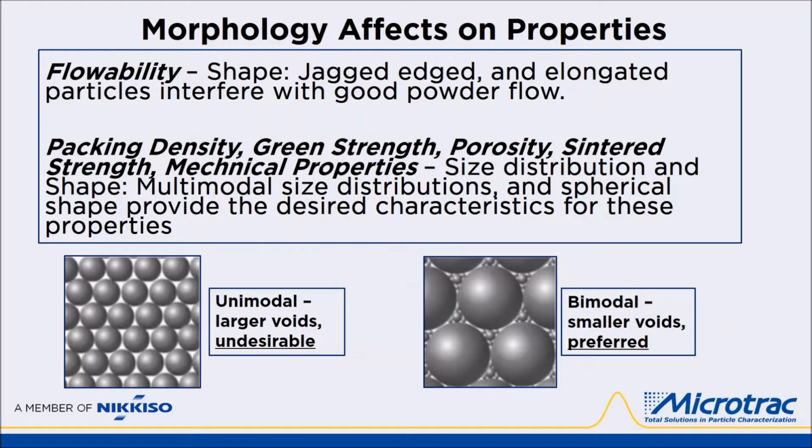Flowability is affected mainly by shape. Jagged-edged and elongated particles interfere with good powder flow. The remainder are all affected by both size distribution and shape. Multimodal size and spherical shape provide higher packing density and therefore higher values for all the remaining properties. The unimodal particle distribution on the left has a larger void volume than the bimodal distribution on the right.